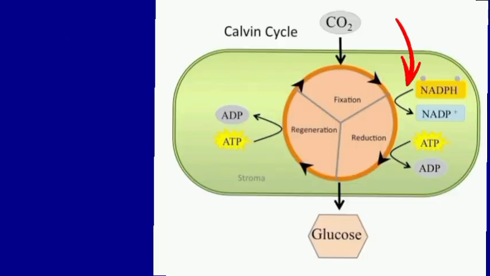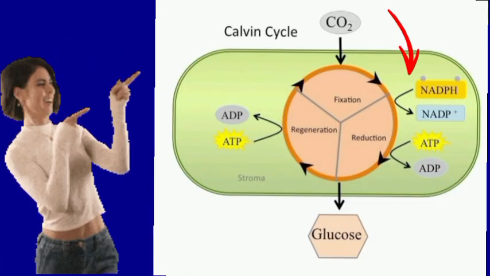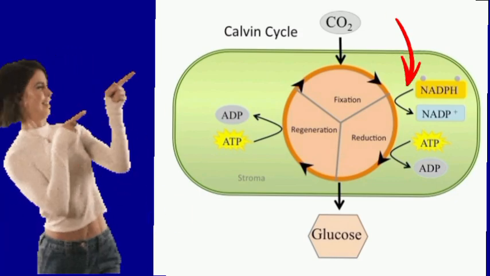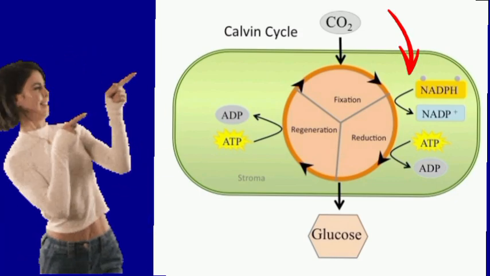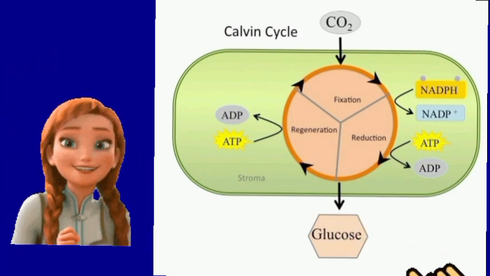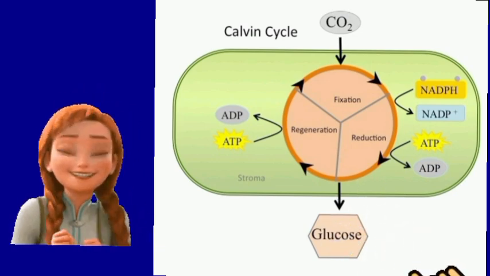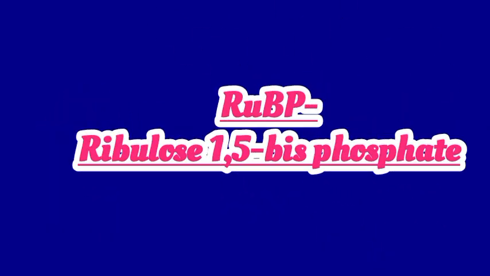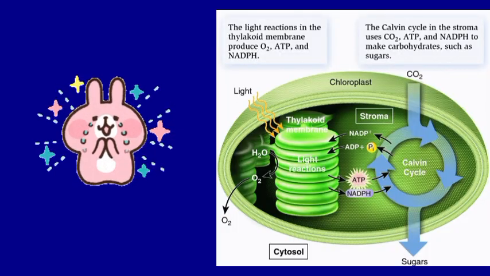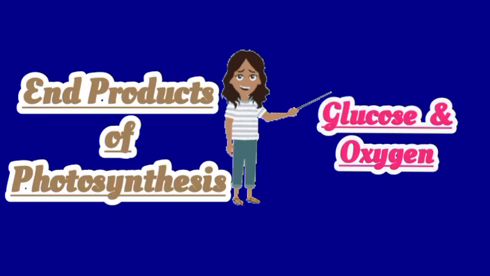NADPH, which is the carrier of hydrogen ions, transfers these hydrogens to carbon dioxide to help in the reduction reaction to get converted into glucose, that is C6H12O6. Of course, in this case, NADPH takes the help of a special compound known as RuBP to transfer hydrogens to carbon dioxide to get converted into C6H12O6, that is glucose. So, at the end of photosynthesis, glucose is formed as end product. Along with that, of course, oxygen is also formed.